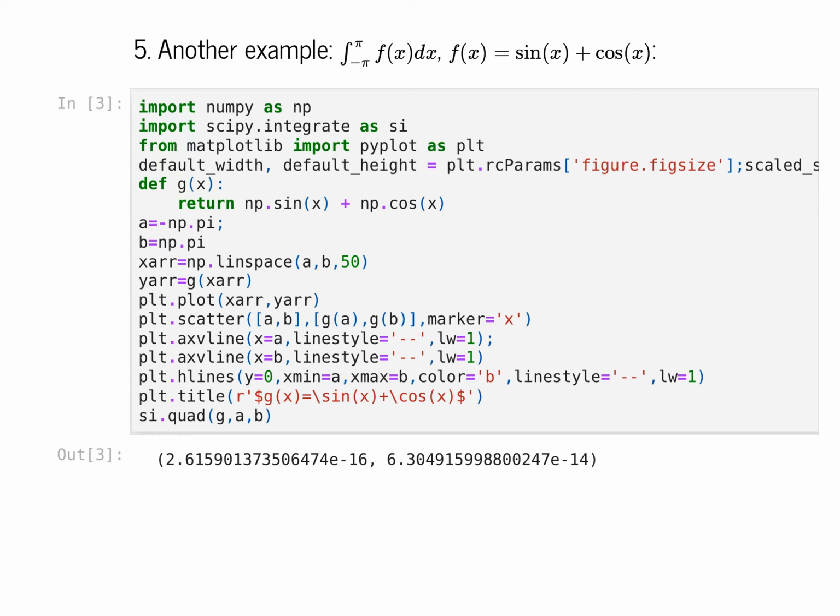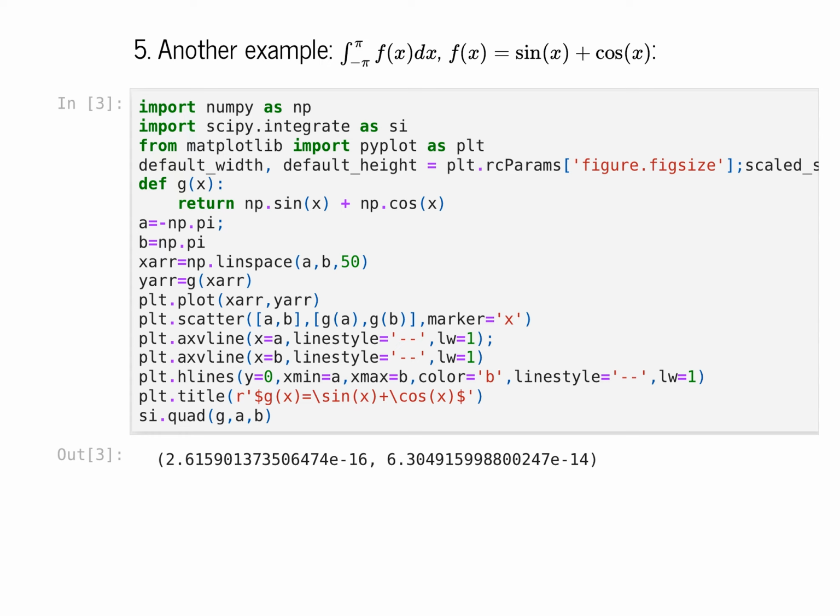We then define our Python function g, which takes x as input and returns the sum of numpy's sine of x and cosine of x. The integration limits a and b are set to minus pi and pi, respectively, using numpy's pi constant.